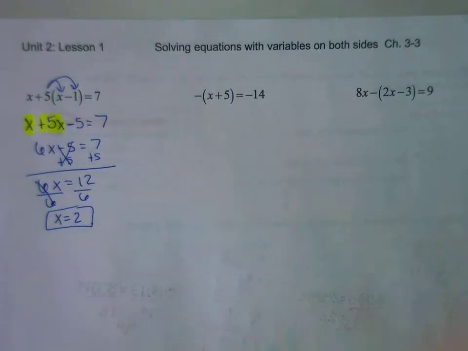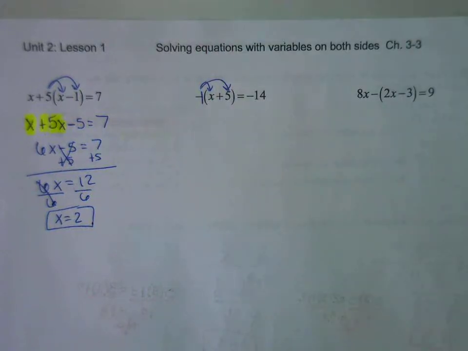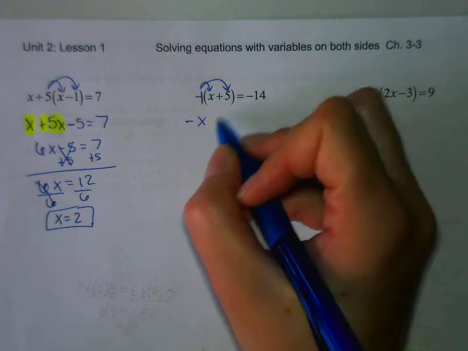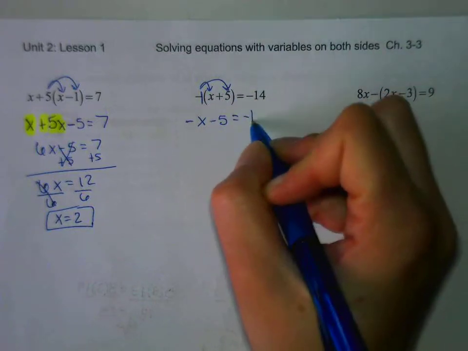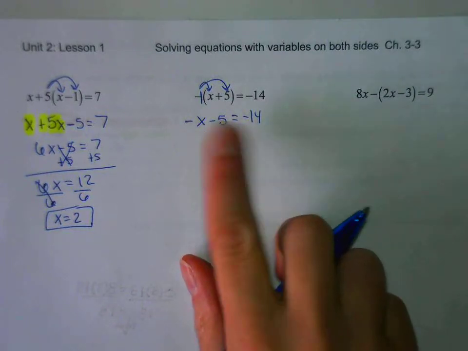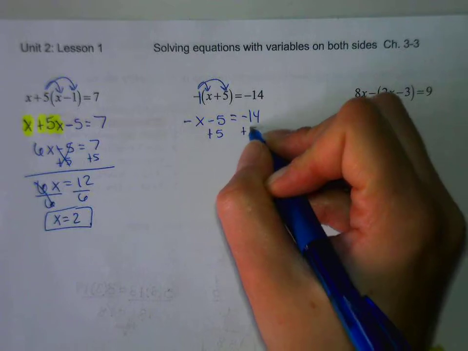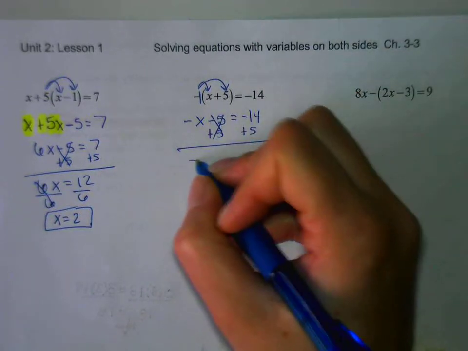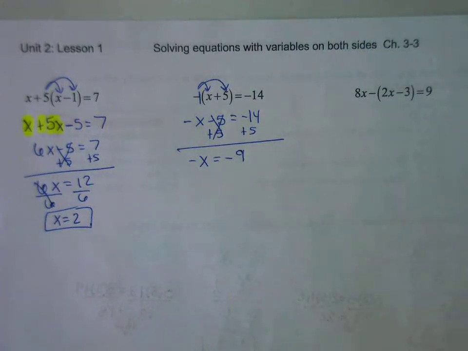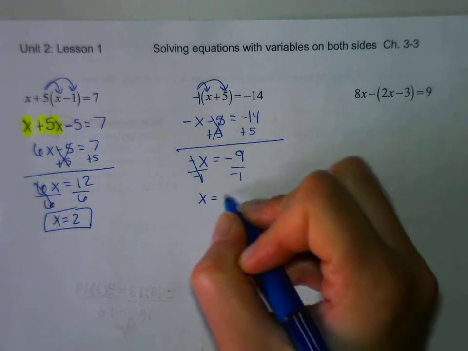I am distributing a -1. -1 times x and 5. So -1 times x is a -x. -1 times 5 is a -5. Equals -14. No like terms on either side. This is now a two-step equation. So I'm going to add 5 to both sides of my equal sign. So -x equals a -9. So lastly, I'm going to divide both sides by -1. X equals a +9.